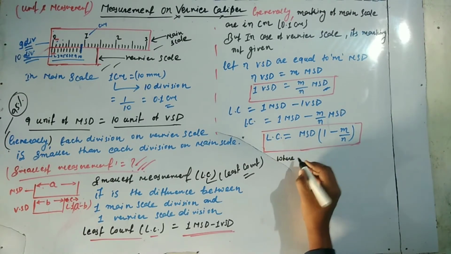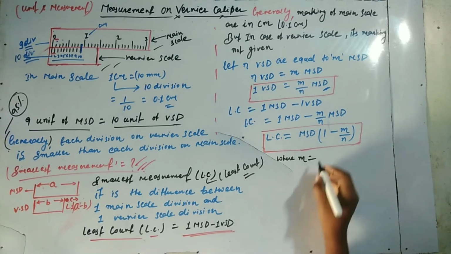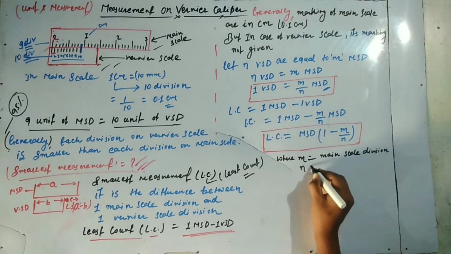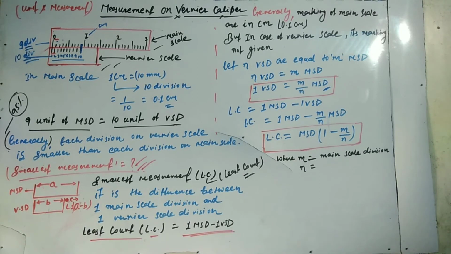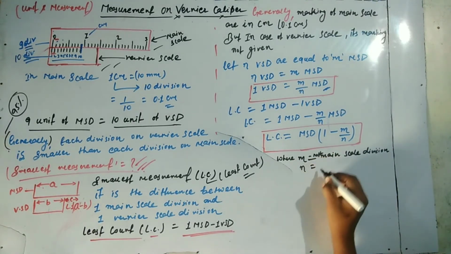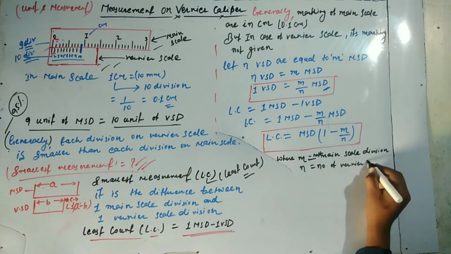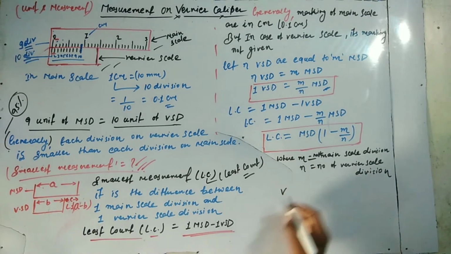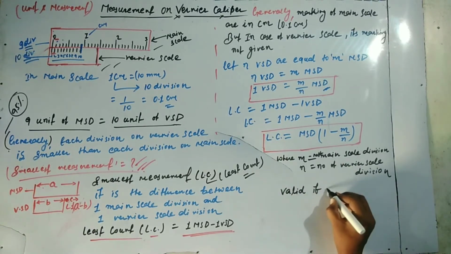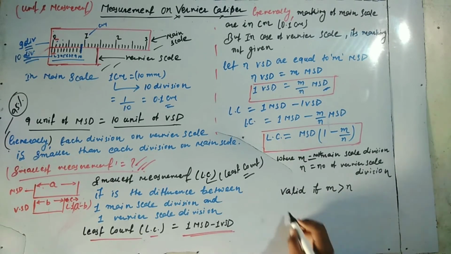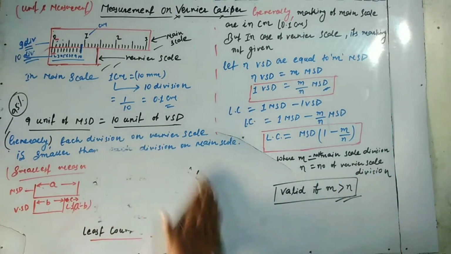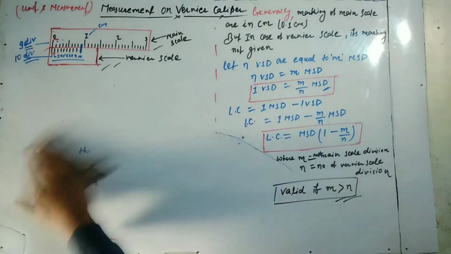It is the least count for vernier caliper, where M equals the number of main scale divisions and N equals the number of vernier scale divisions. This relation is valid, and it is most important, only if M is greater than N. That is, the number of main scale divisions is greater than N, the number of vernier scale divisions.